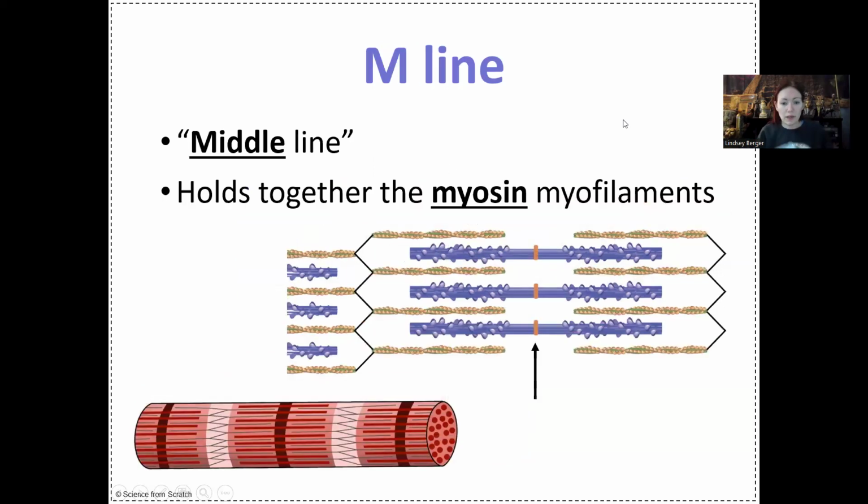All right, M line, aka the middle line. Guess where it is? It's in the middle. This is going to hold together the different myosin myofilaments. In this picture, it's these little red lines here. And guess what? It's in the middle. Oh my goodness, it's amazing. All right, so here's our Z lines, and it's right in here on this dark band on this cartoon.